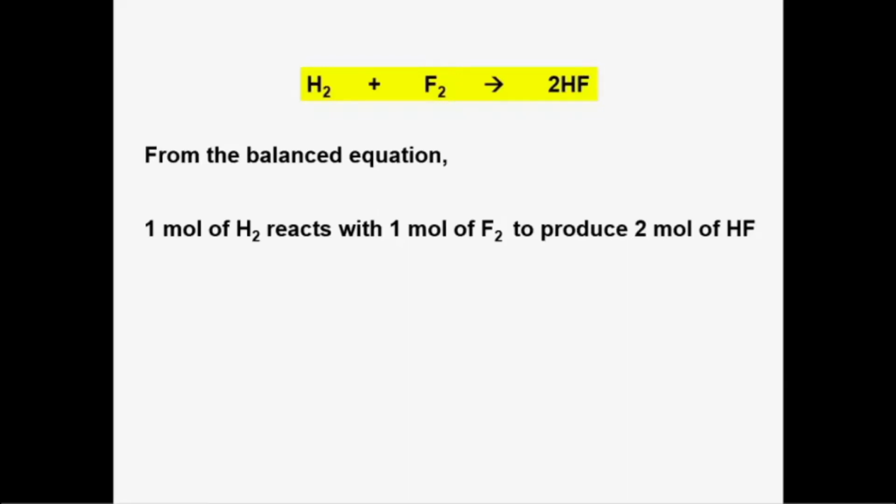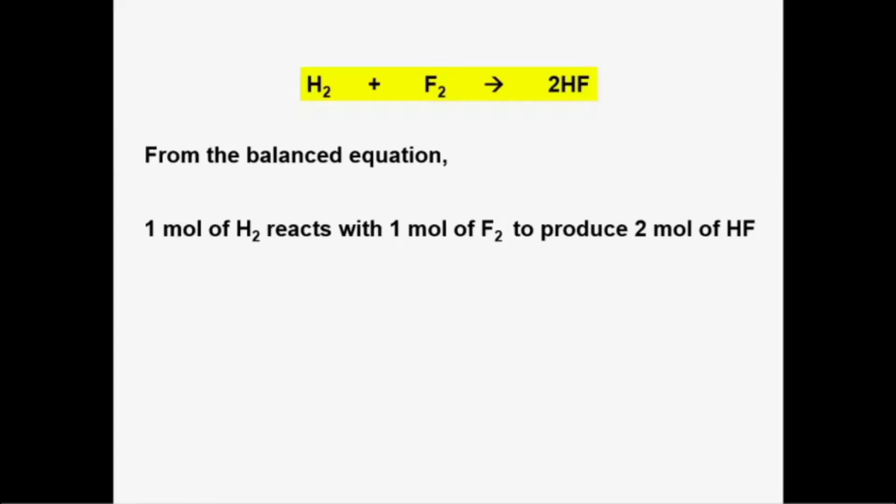So this is based on the stoichiometric relationship in this reaction. If you have 1 mole of hydrogen and 1 mole of fluorine, the reaction will be completed, and we are going to get 2 moles of hydrogen fluoride and no more reactants left. What happened to hydrogen and fluorine? Both were completely reacted, so no more reactants are left.